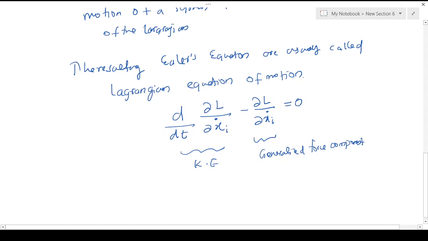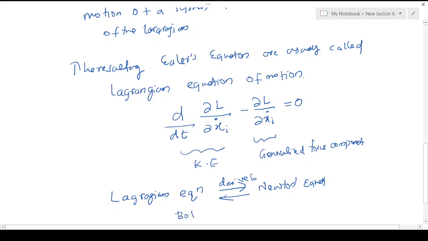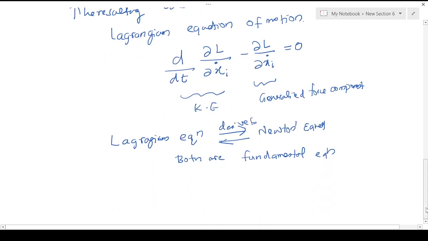Okay, and we can say that from the Lagrangian equation one can actually derive Newton's equation. Okay, and also from Newton's equation we can derive the Lagrangian equation as well. So why do we say so? Because both the equations are what? Both are fundamental equations, so you can derive one equation from the other one. Okay, so both are fundamental equations in that case.